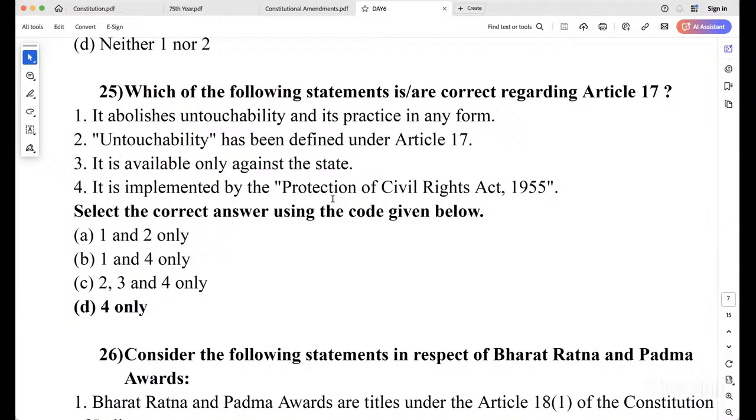Okay, which of the following statement is correct regarding Article 17? It abolishes untouchability and its practices in any form. Correct தானே? ஆமா, correct தான். For your kind information, I didn't mark these answers. Okay, untouchability has been defined under Article 17. No, leave it. It is available only against the state. No, against private citizens as well. So the second and the third statement is wrong, and the answer is 1 and 4. The fourth statement, it is implemented by the Protection of Civil Rights Act 1955, which means it is not self-executory. Rather, we need an act to ensure that it is enforceable. Clear?